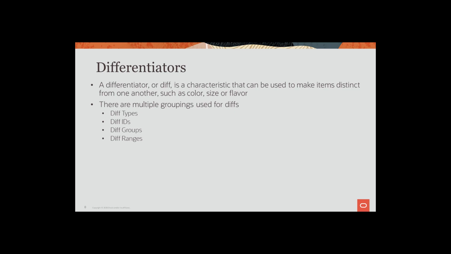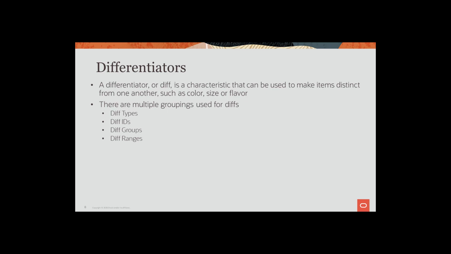A differentiator, or diff, is a characteristic that can be used to make items distinct from one another, such as color, size, or flavor. Diffs are usually used in merchandising to create level 2 items based on their differentiated characteristics from the level 1 item. Up to 4 diffs can be defined for each level 2 item. Merchandising supports multiple groupings for diff. Some are required, others are used to enhance reporting or streamline purchasing.